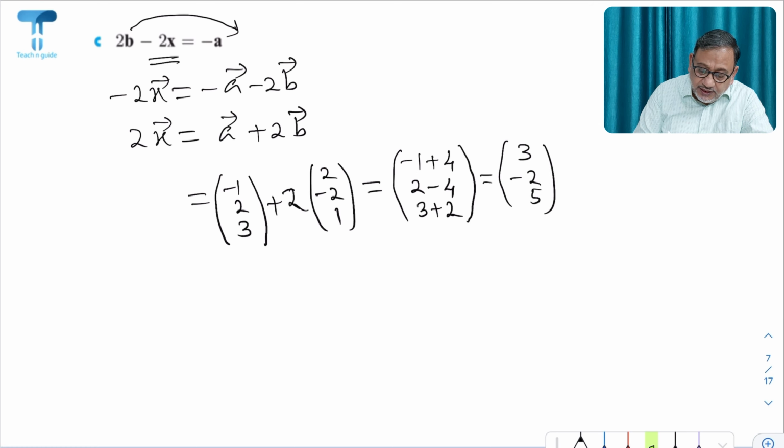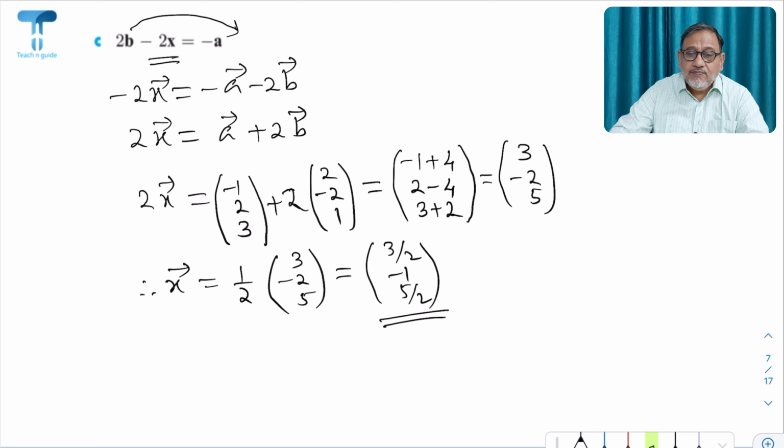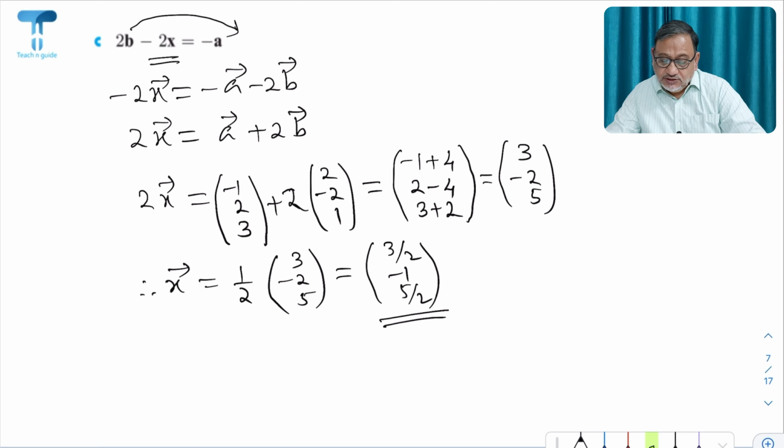So 2x is this one, 2 vector x. Now I will divide by 2. So therefore vector x is half of this vector 3, -2 and 5. Now each component can be divided by that. So 3 by 2, -1 and 5 by 2. This is the answer of x. Okay, so I hope you understood this.